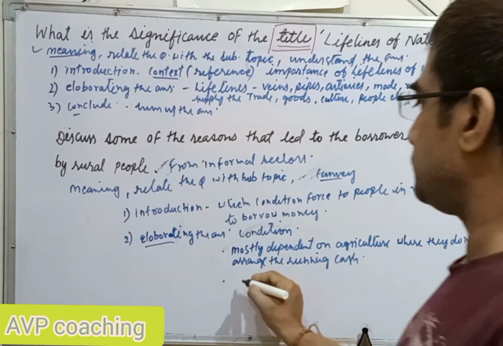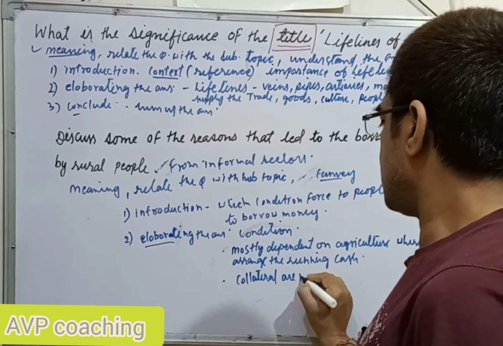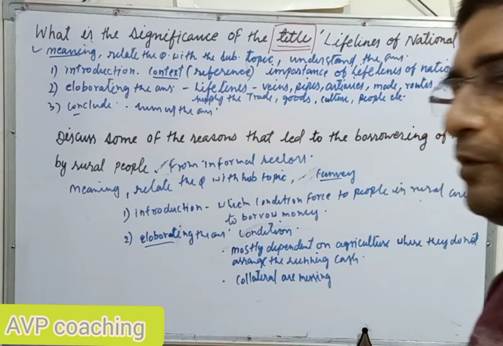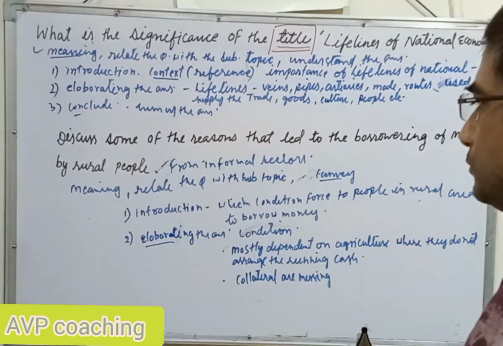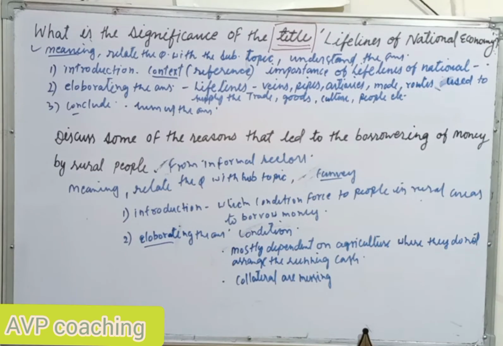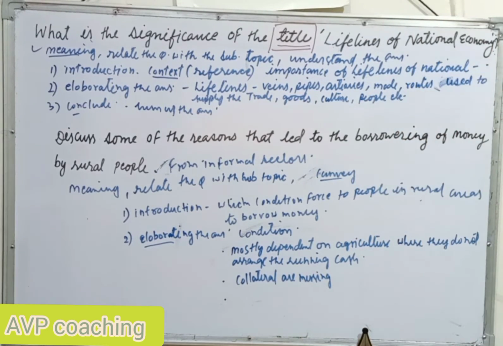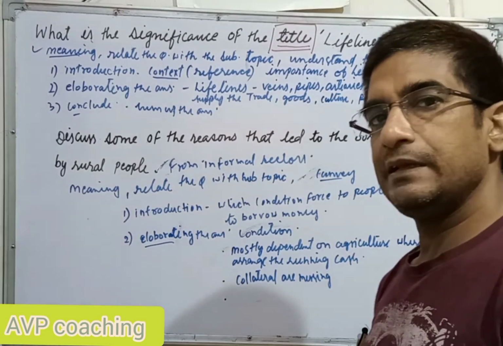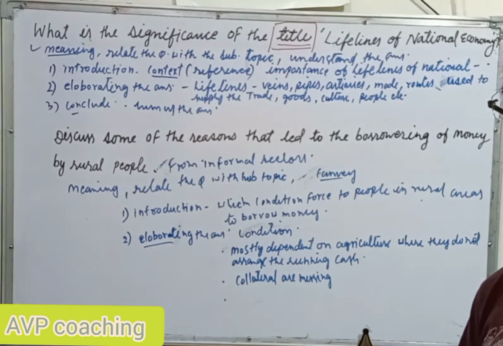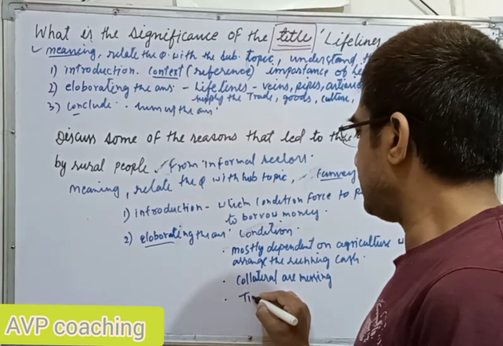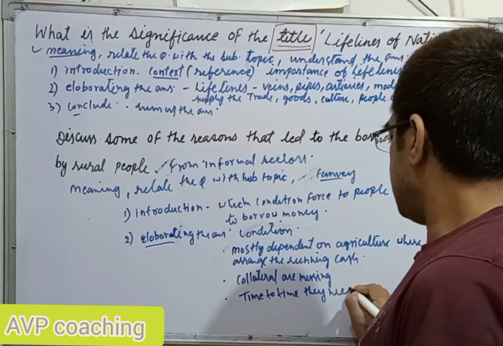So, which conditions? They mostly do not have the collateral. Collateral is missing among various rural people. So, due to the lack of collateral, they do not get the money from the formal sector. They mostly get the loan from the informal sector. Okay. Next, the village people who are living in the rural areas, they are not very big businessmen. So obviously, they have to get the loan on time. Time to time, they need money.